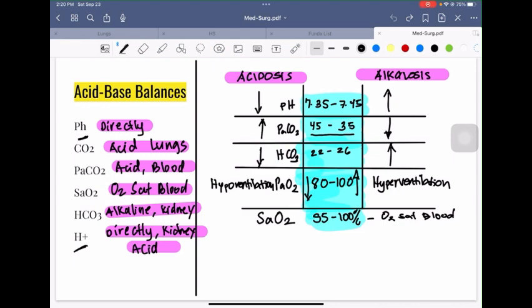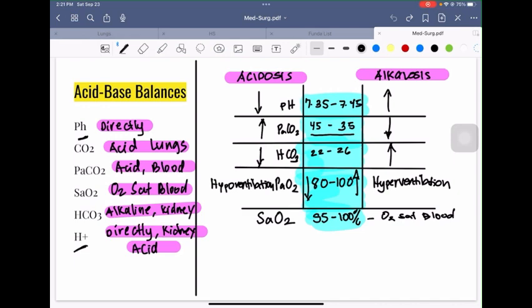Now, bicarb is an alkaline, and the organ involved is the kidney. And hydrogen ion is an acid, by the way. Remember that, it's an acid, and the organ involved is the kidney. Now, everything seems to be an acid, right? Except for bicarb. That's a good technique. I'm just saying.